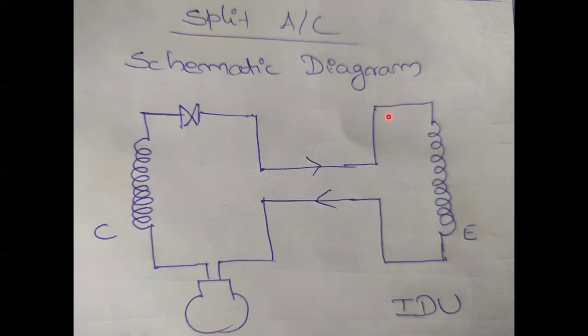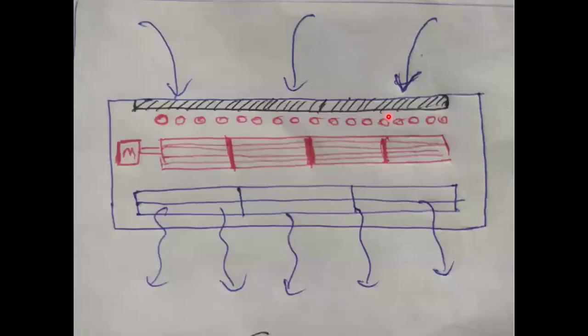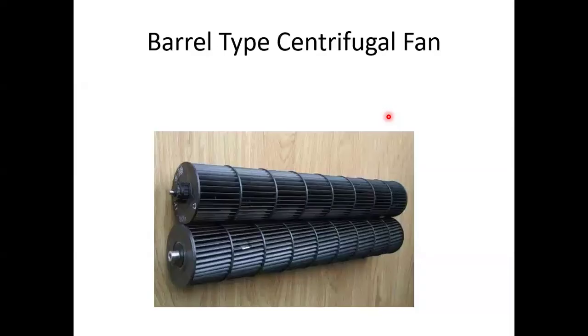Then now it's about the working. Split AC, as I mentioned, means two machines will be there. The first one is the high wall split. High wall means the indoor unit is mounted right on the wall, a wall mounted AC, isn't it? That's why it got its name, high wall. So this is the typical arrangement of a high wall AC.